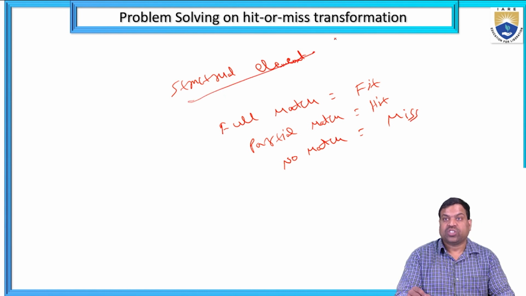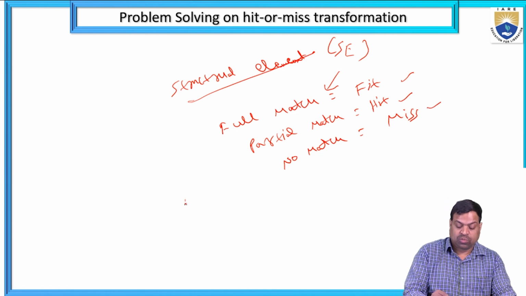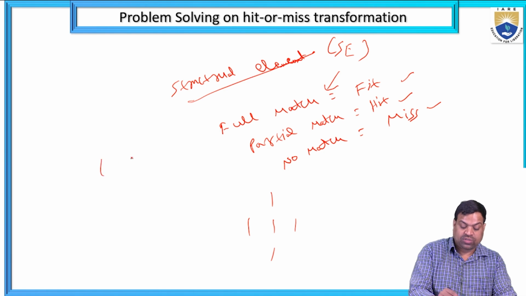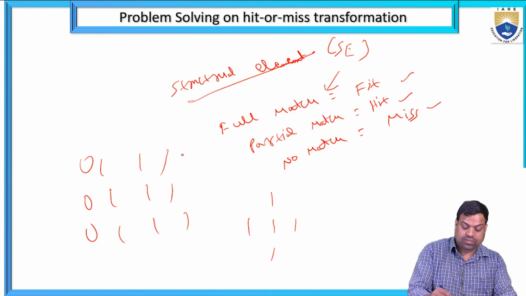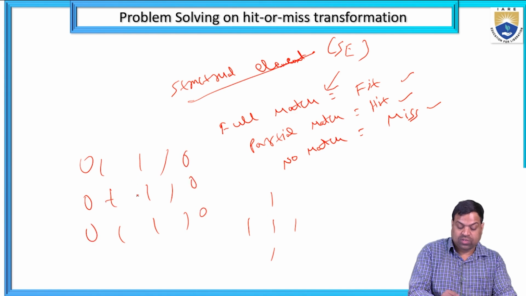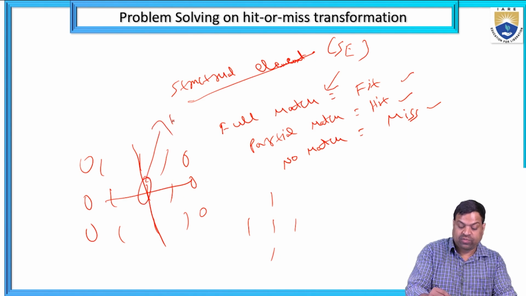So when I'm taking the structuring element as SE, in this structuring element, if a full match is there, that is called a fit. Partially matched, that is a hit. Mismatch is a miss. Suppose I'm taking one image, any of this one. Only this one is highlighted. Only if it is matched, is it a hit or not? Yes, it is a fit.